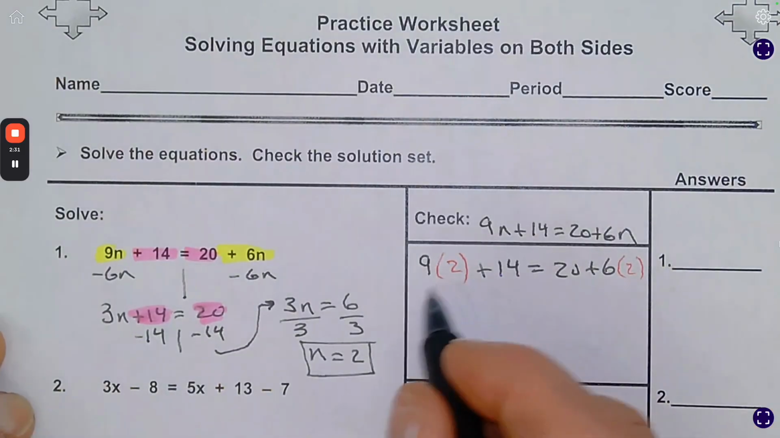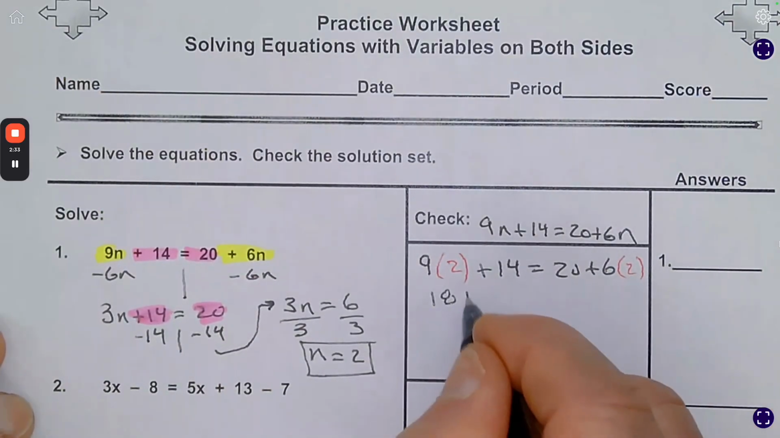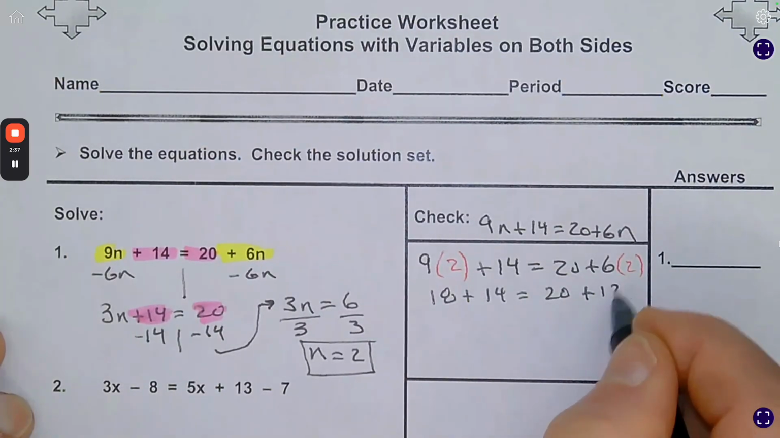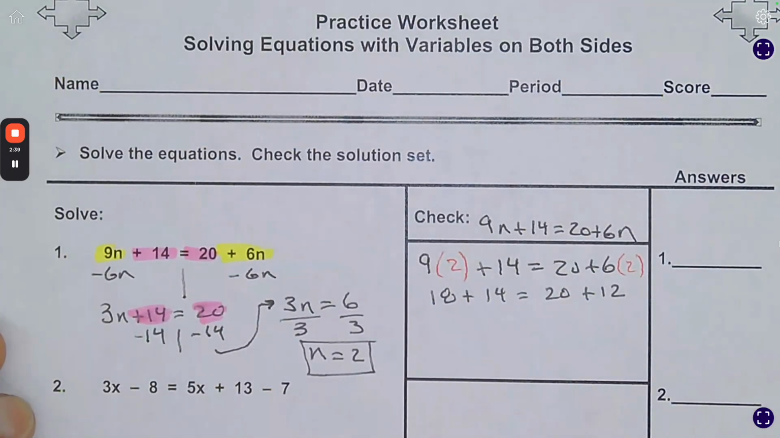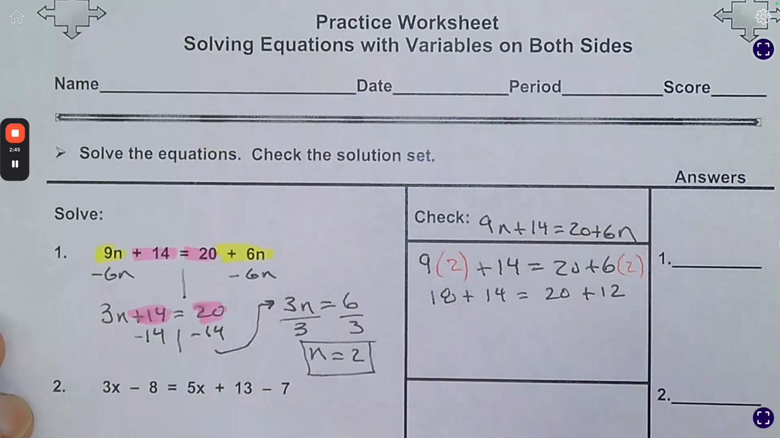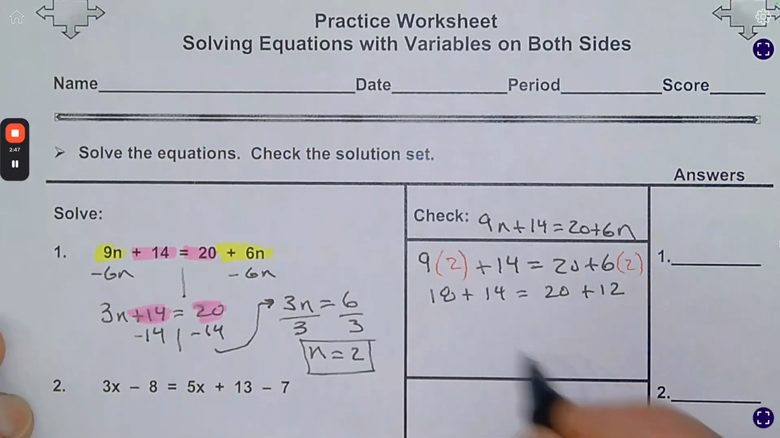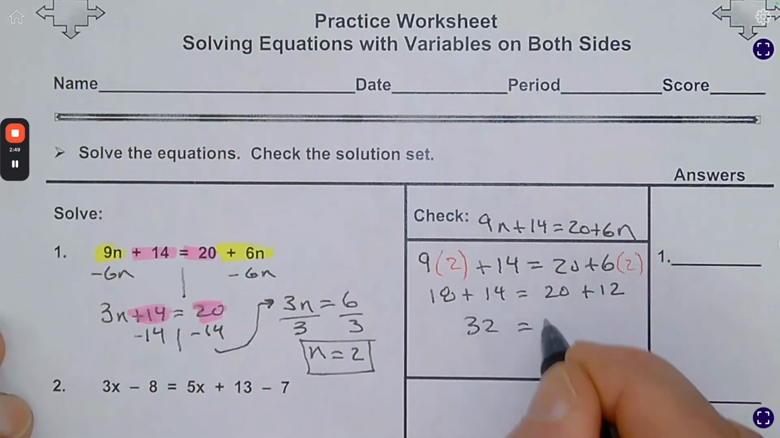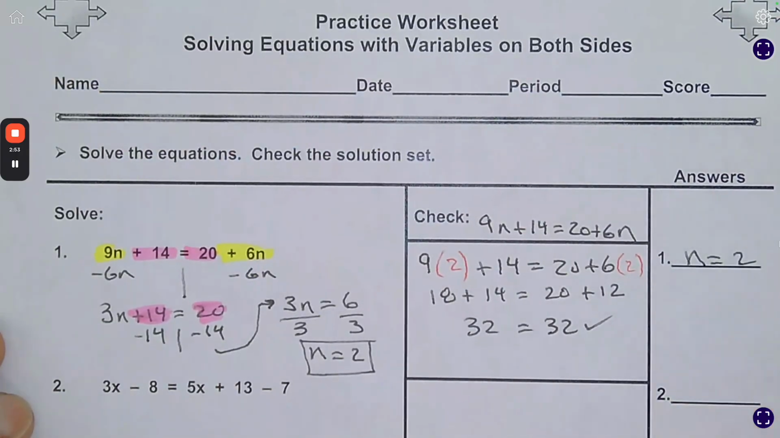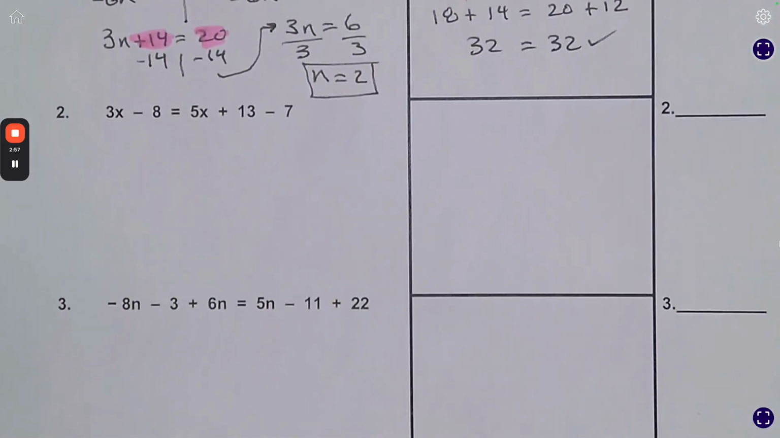Okay, so 9 times 2 is 18 plus 14. Do not do inverse operations when you're checking. You only simplify each side. So that means perform the order of operations on both sides and then see if they match. Notice 6 times 2 is 12. Add those up, boom. If they equal the same number, that means you got that answer. All right, good job. Let's keep going.